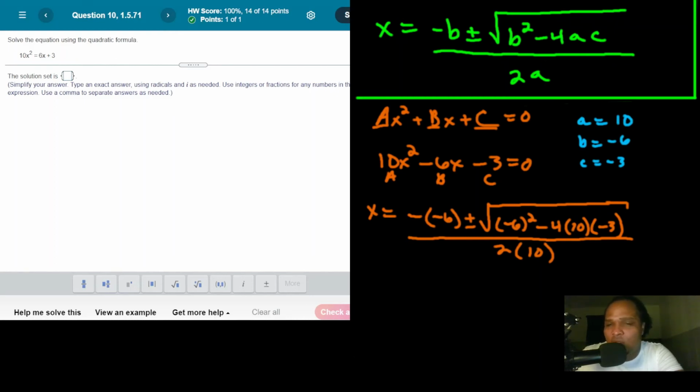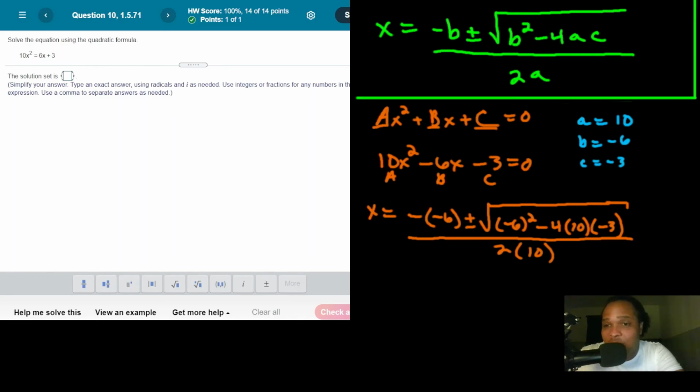What I like to do, let's go ahead and take a look at this minus 4ac portion. You know, we have negative 4 times 10, which you know is negative 40, right? And then we have negative 40 times negative 3, and we get negative 120. So I always want to look at that term over there because there's a possibility that it could be negative, which means we're going to have an imaginary number.